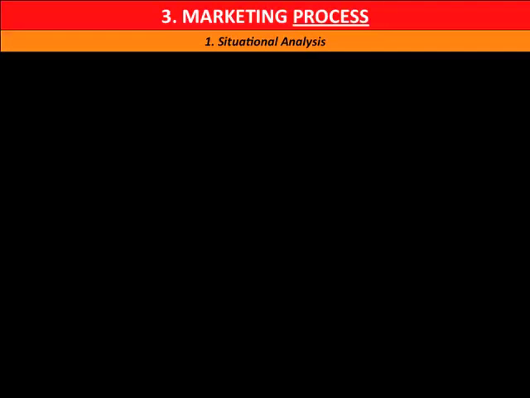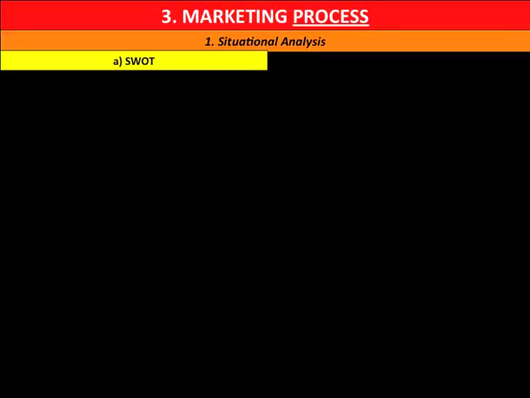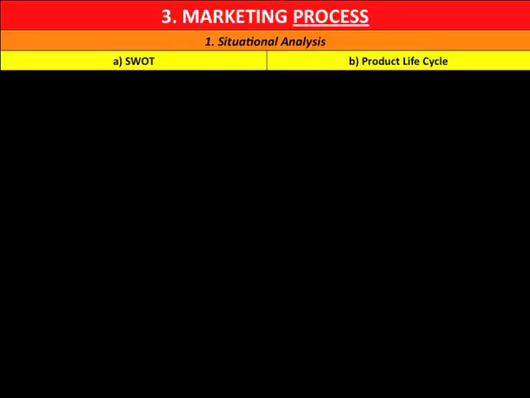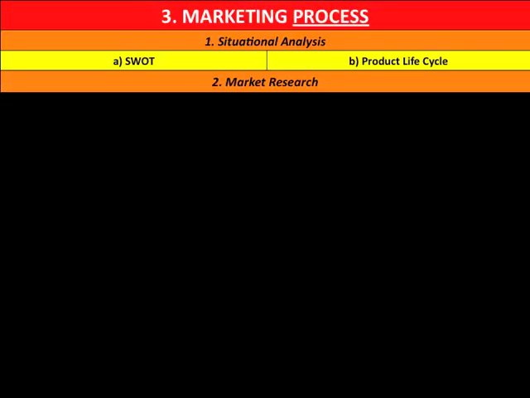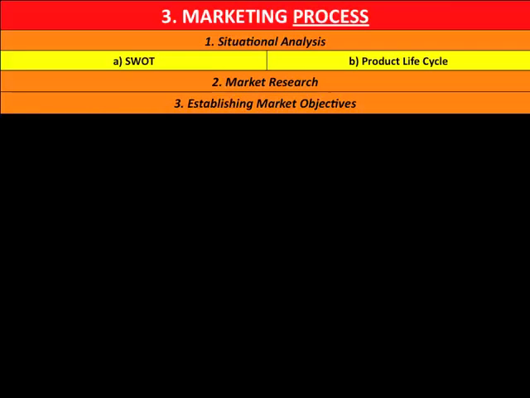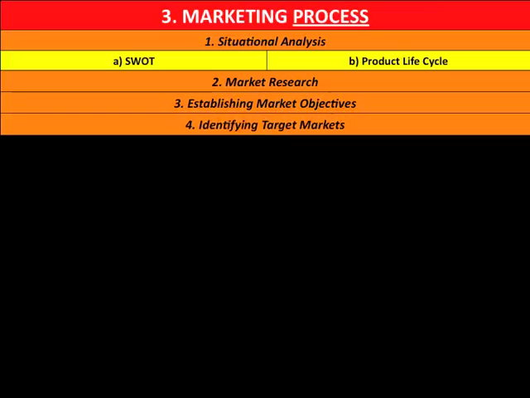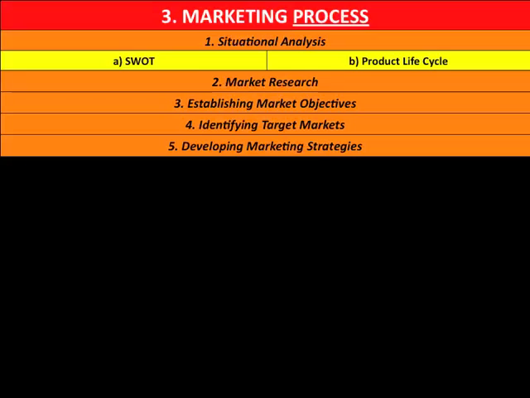So starting with the situational analysis, which is done by using a SWOT and by looking at the product life cycle. Then moving on to market research, doing some research about what the market is like and what the customers want, as well as establishing marketing objectives. So what are the goals that you have for that market? You then need to identify who your target markets are and develop marketing strategies based on those target markets.